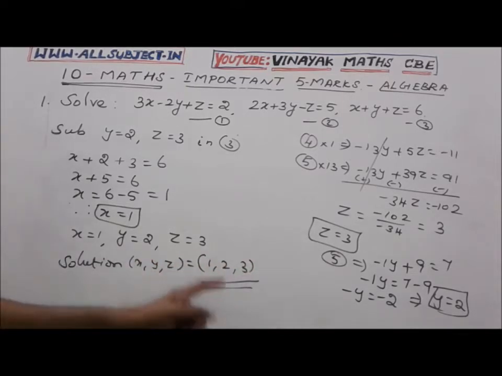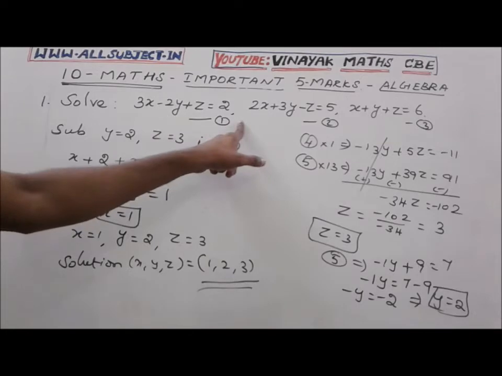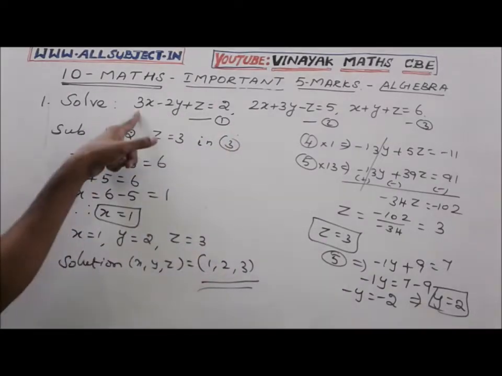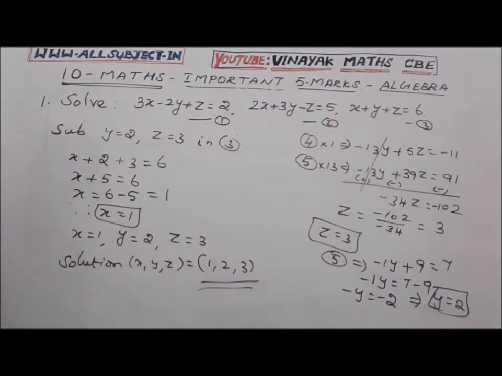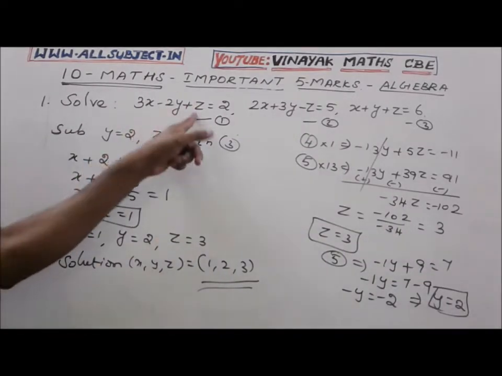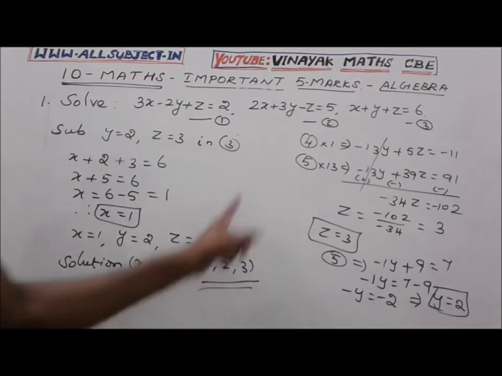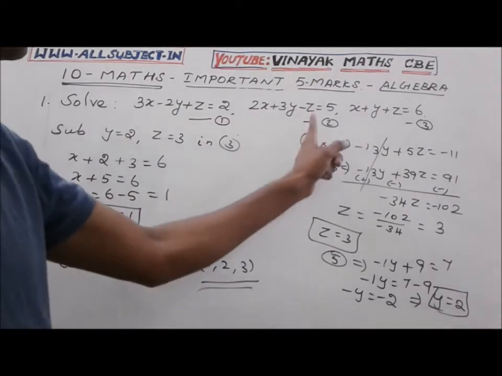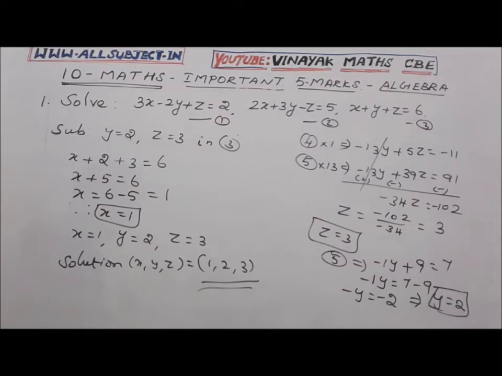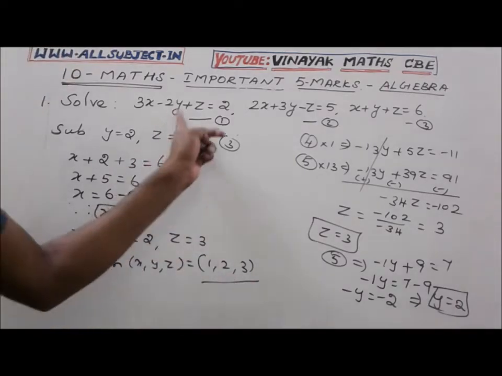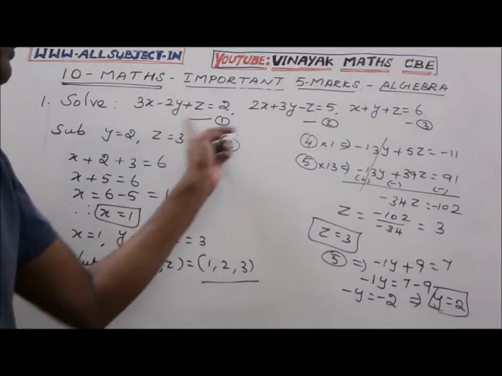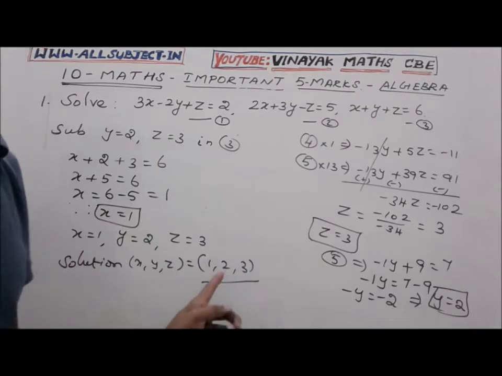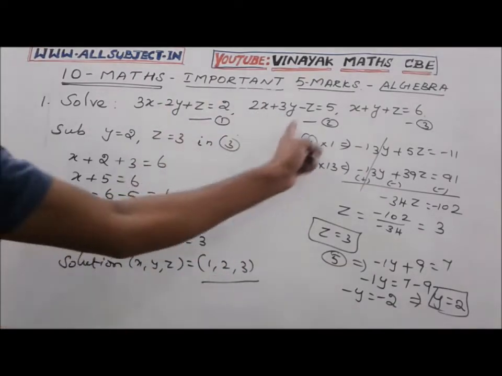Now substituting 1, 2, 3 in the equation, it should give the right side value 2. Substituting here, 3 minus 4 plus 3 equal to 2. Similarly, you can substitute the values in the left side of the given equations. It will yield the right side. Then only your answer is correct. You can check yourself by substituting x, y, z in the three given equations. The results 1, 2, 3 for x, y, z should satisfy all three given equations.